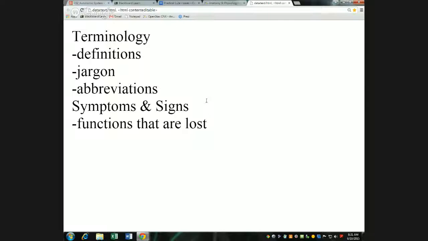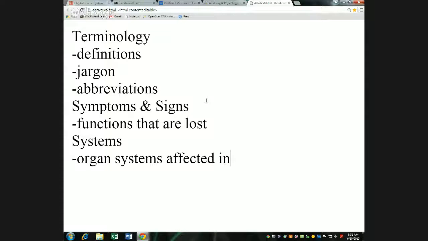Okay. And with those symptoms and signs, then you want to look at the systems that are involved. Okay. So the organs, or I should say organ systems, affected in the case, or where functions are lost.